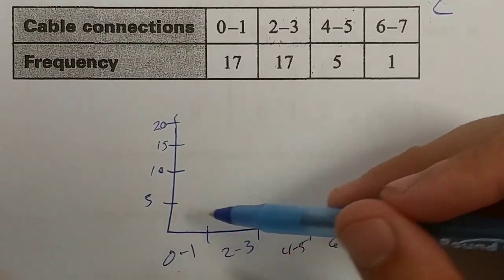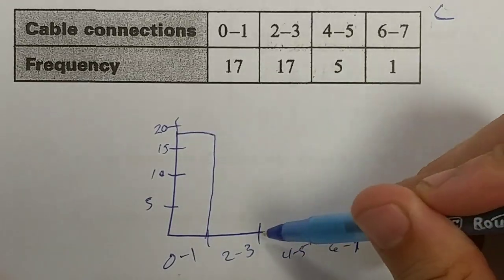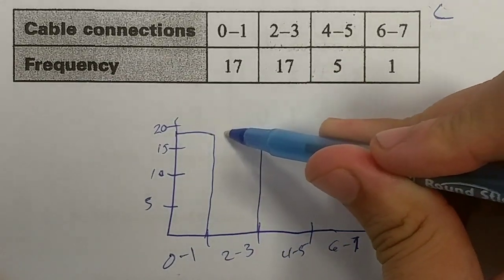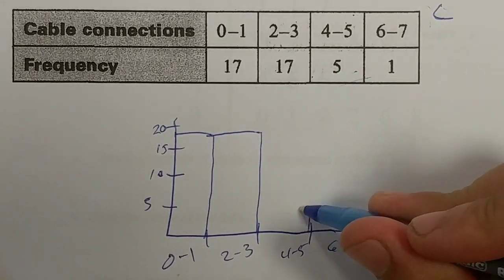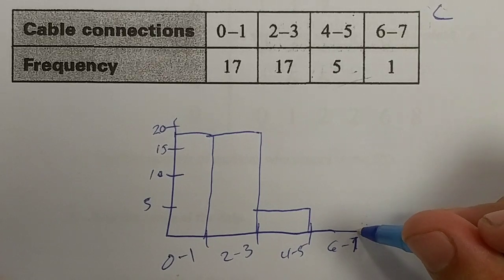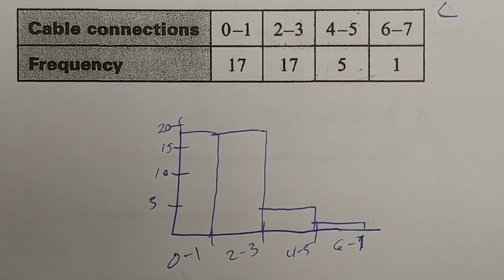Okay, so 1 through 0. 0 to 1, that's 17 up. 2 to 3, that's 17 up. 4 to 5 is only 5 up, so we're going to make that a little shorter. And 6 to 7 is only 1 up. And that's your histogram. That was really easy.